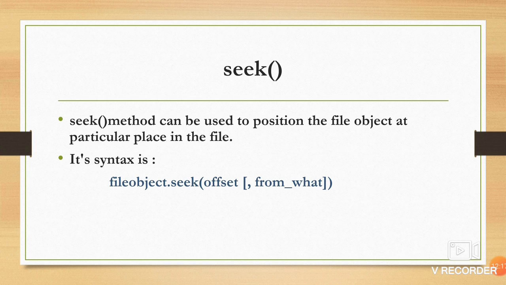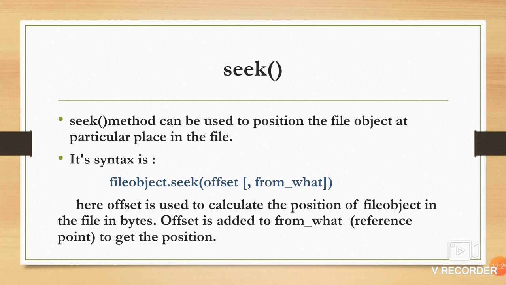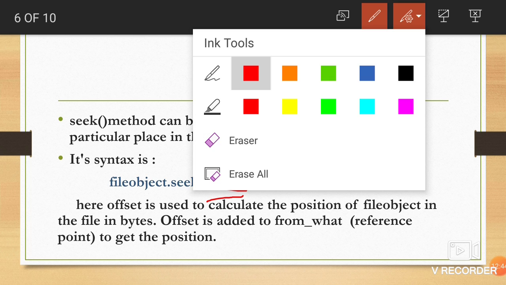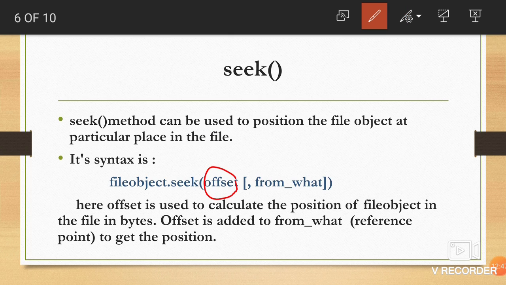Seek means what? It is the method to position the file object at a particular place in the file. हमें file object को किसी particular place पे position करना है. For that purpose we are using the seek method. Here offset is used to calculate the position of file object in the file in bytes. Okay. Offset means what? Offset is used to calculate the position of file object in the file in bytes. It will calculate the position of file object in terms of bytes.